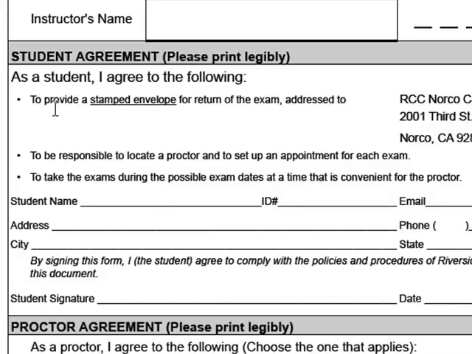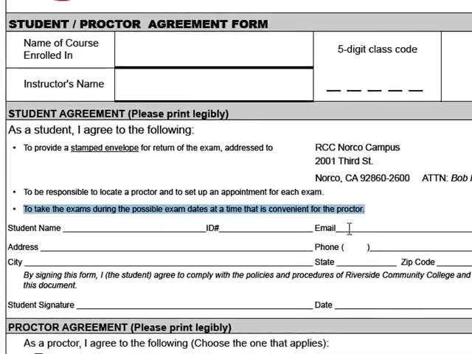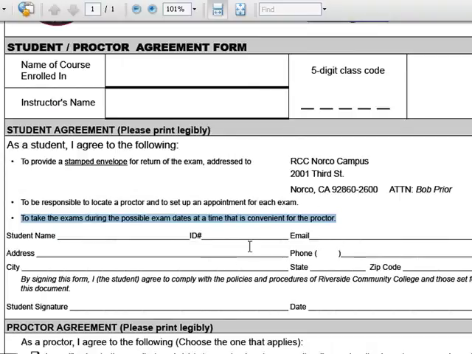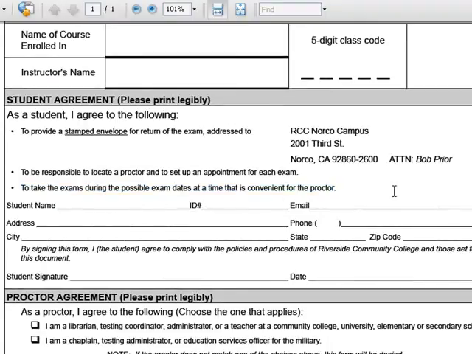It's a paper test, and you have to show your work, and so you'll need to send it in using probably a large envelope. So, it's your job also to be responsible to locate a proctor and set up an appointment for each exam. We do not do that for you. That's something that you do with the proctor. And you will take the exams during the possible exam dates and at a time that is convenient for the proctor. So you've got to, again, have that discussion with the proctor.